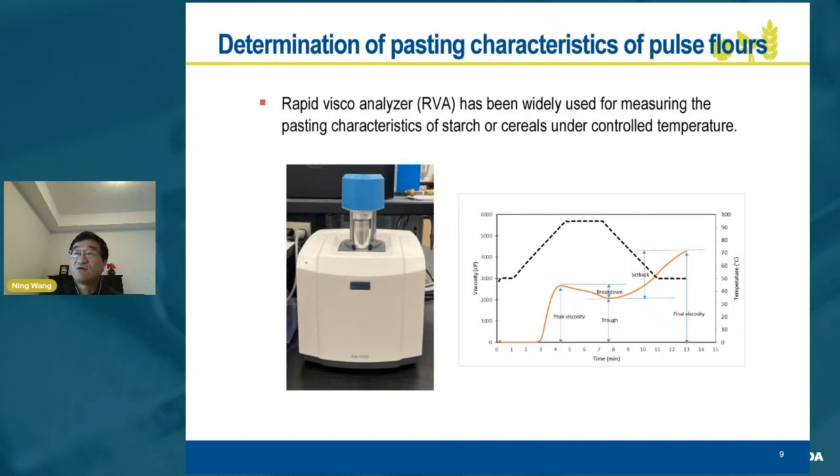So now I would like to talk about the method for determining pasting properties for pulse flours. A rapid viscosity analyzer, or we call it the RVA, has been widely used for measuring the pasting characteristics of starch from cereals under controlled temperature. The picture on the left is an RVA instrument, and on the right is a typical pasting curve for a material. This time, I think it's from pea flour. All those parameters, such as peak viscosity, trough, breakdown, final viscosity, can be determined with the user software provided together with the instrument.